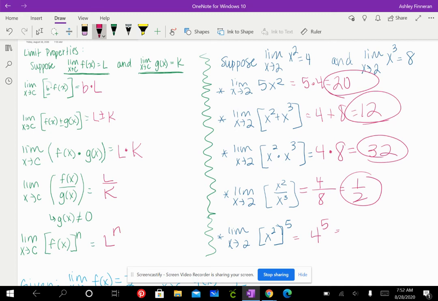4 to the third is 64, so 256, 1024. That's 4 to the 5th power, and of course you could type that in your calculator if you needed to.